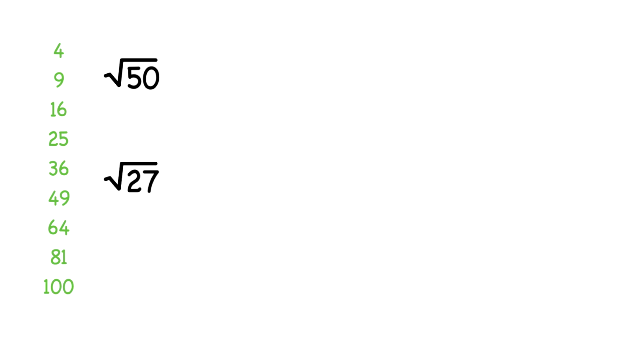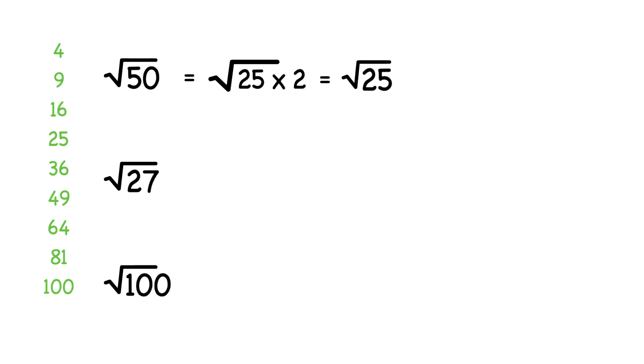Pause the video here for these 3 questions and see if you can simplify them. Root 50 has a square factor. It can be split into 25 and 2. The square root of 25 can be solved to make 5, so the answer would be 5 root 2.